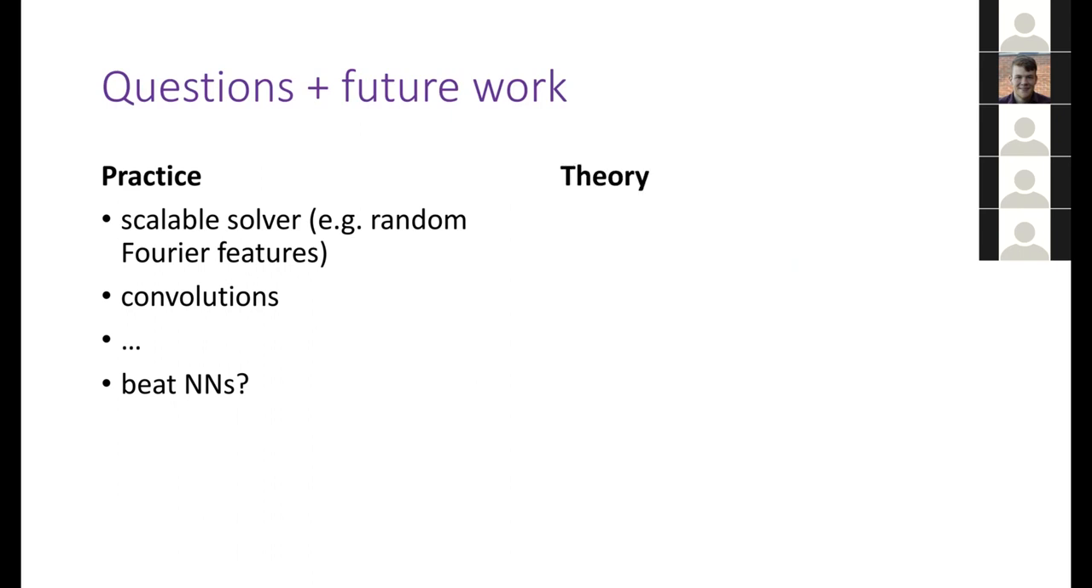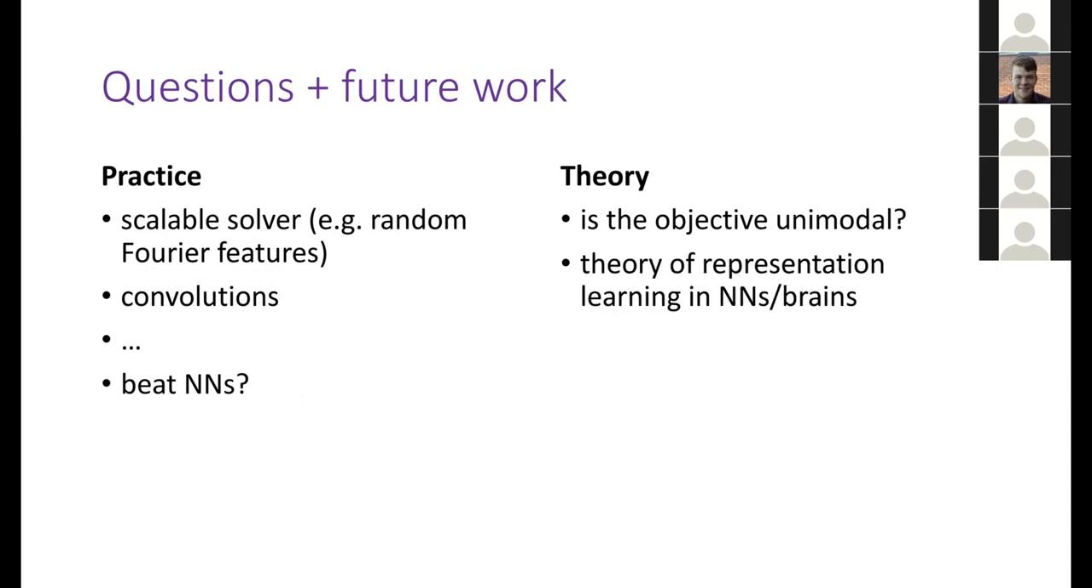At the same time, there are also some really exciting theoretical questions that we're working on. The first one is whether the full objective in the nonlinear case is unimodal. I still don't quite know the answer. I'm pretty darn sure the answer is yes, but we haven't got a proof yet. Then there's seeing how we can use this approach to build a theory of representation learning, both in neural networks and, something I'm really excited about, actually in neuroscience as well.